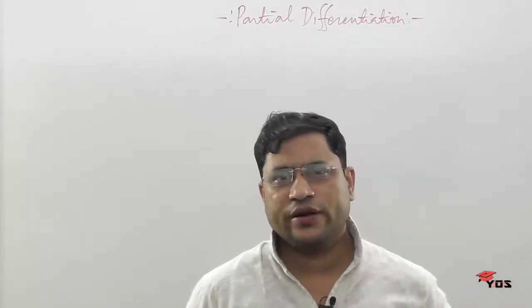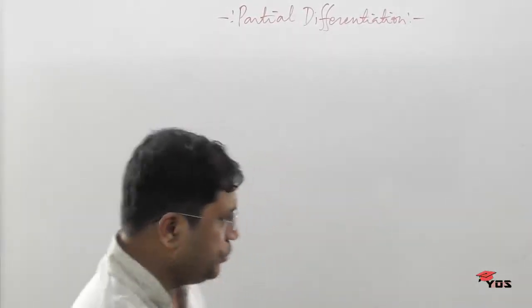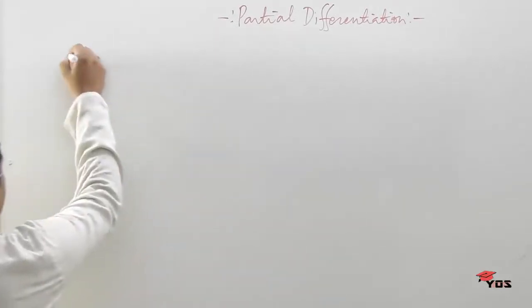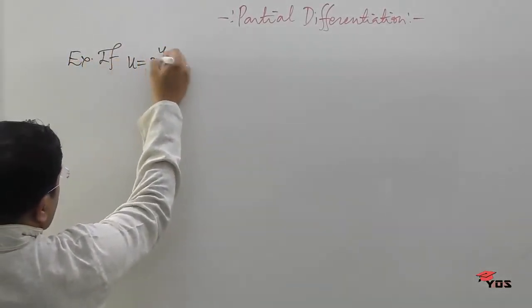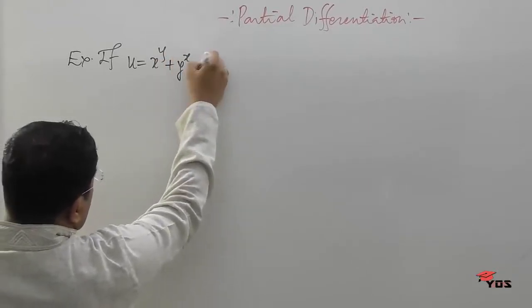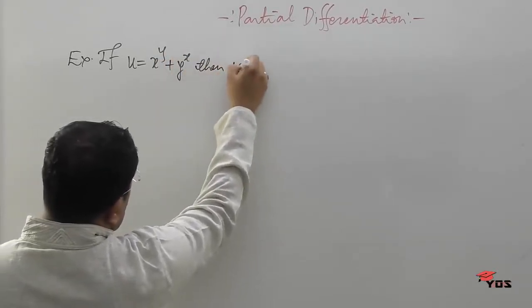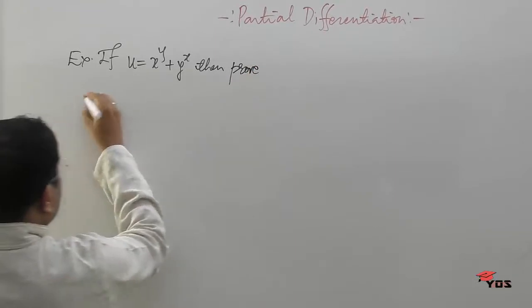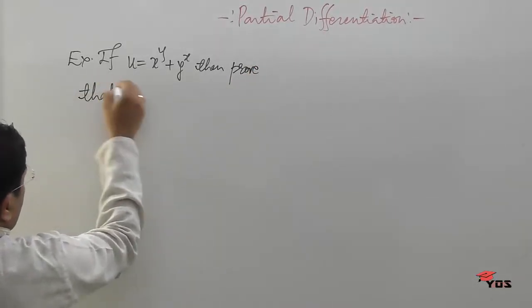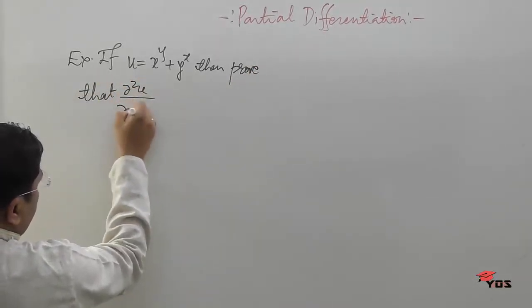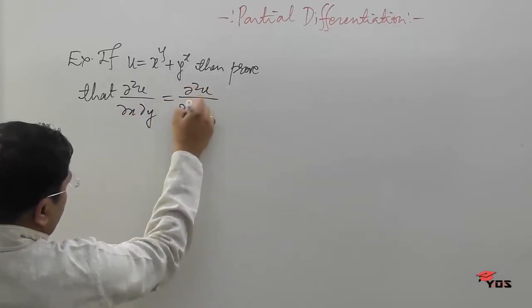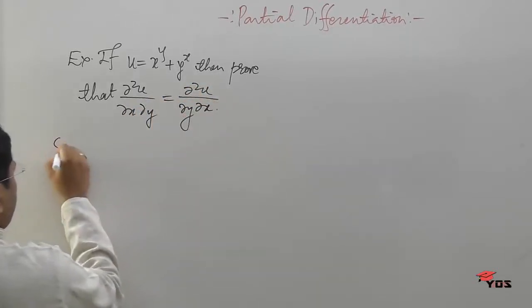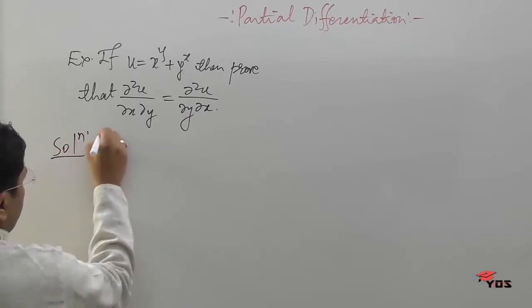Let us consider one example based on the partial derivatives. So we have, if u is equal to x raised to y plus y raised to x, then prove that ∂²u/∂x∂y is equal to ∂²u/∂y∂x. So we go with the solution.